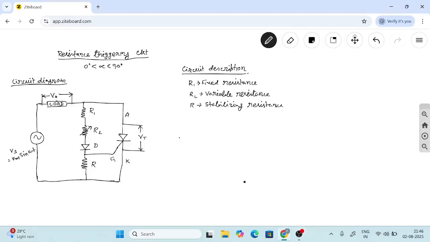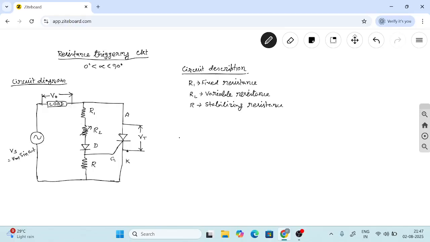Today I am going to discuss a resistance triggering circuit. In case of resistance triggering circuit, we can vary firing angle alpha from 0 to 90 degree. We cannot increase the firing angle alpha beyond 90 degree in case of resistance triggering circuit. This is the circuit diagram of resistance triggering circuit.